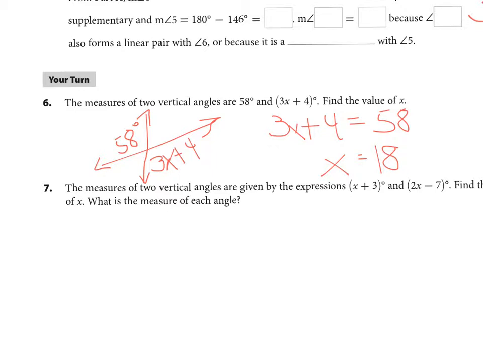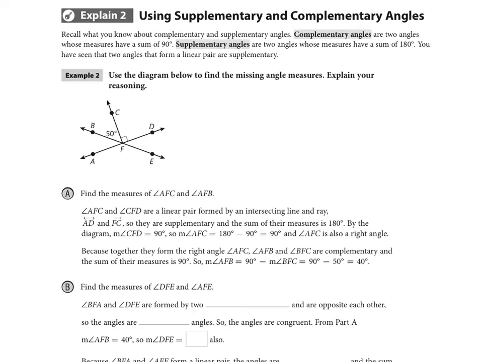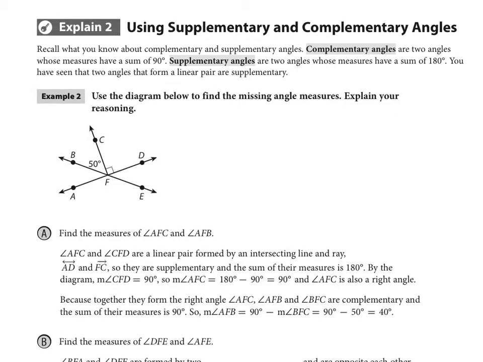All right, so turn the page. All right, we are on page 167, and it says supplementary and complementary angles. So complementary angles are two angles that measure 90 degrees, and supplementary angles are two angles that have a sum of 180. So if you look here, I want you to read through this example 2 and see if you can get it, and we will talk about that tomorrow in class.